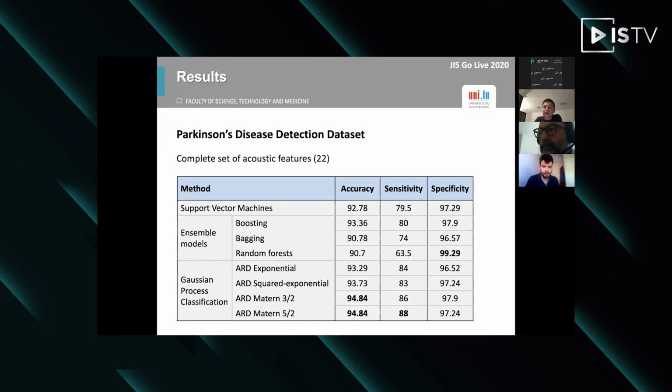Sensitivity, which evaluates the ability of the model to correctly classify only the patient cases, and specificity, which evaluates the ability of the model to classify only the healthy cases. And we can see from the results that all the models give pretty good accuracy, but Gaussian processes performed from 1 up to 4 percentage points better than the baseline models. For the sensitivity, we have an even much larger improvement, with the sensitivity going up to 88%, while the specificity is very good for both the baseline models and Gaussian processes.